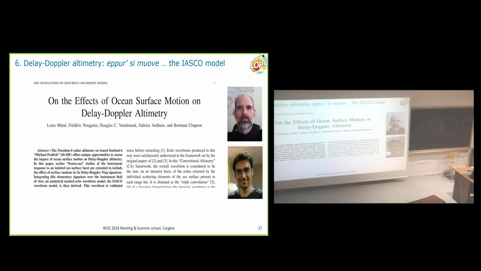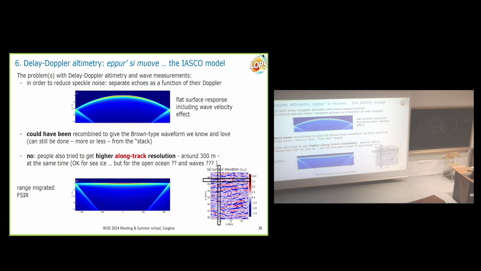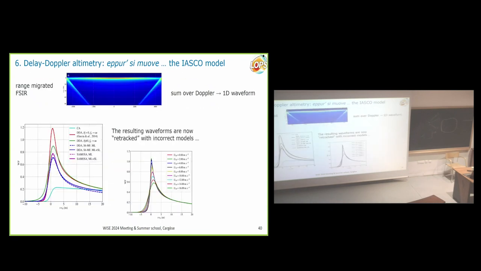Just one comment on this. Delayed Doppler altimetry. Since CryoSat, we have these delayed Doppler altimeters. A lot of the work has been based on waveforms for retracking that are based on a frozen, not moving ocean. E pur si muove. The ocean is moving, and that changes the waveform. And you can look at that paper. The people that have been doing this work are Louis Marié and Frédéric Nouguier. In a nutshell, that's just a result.